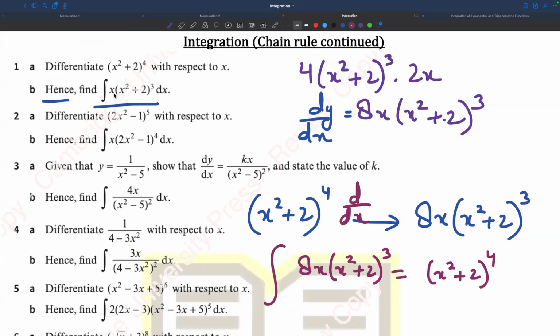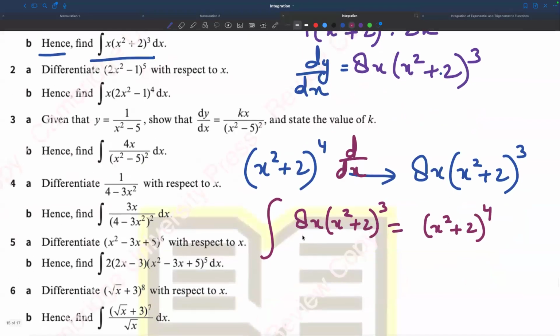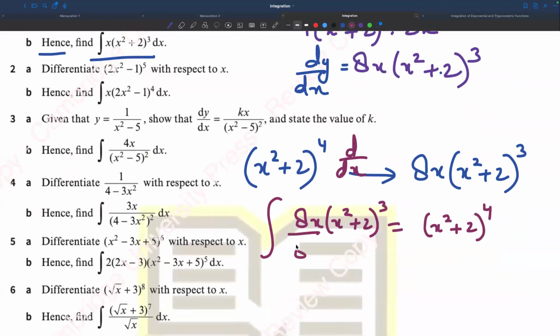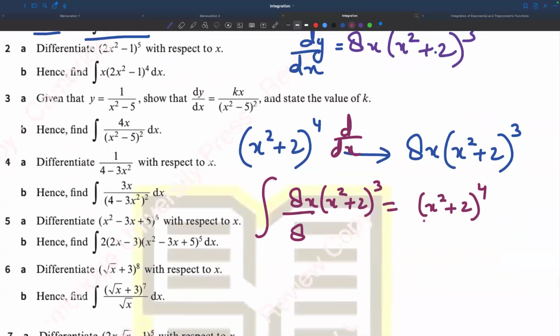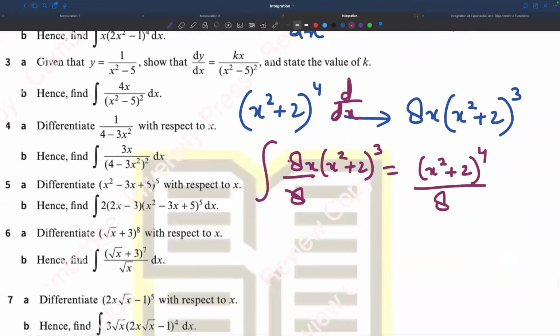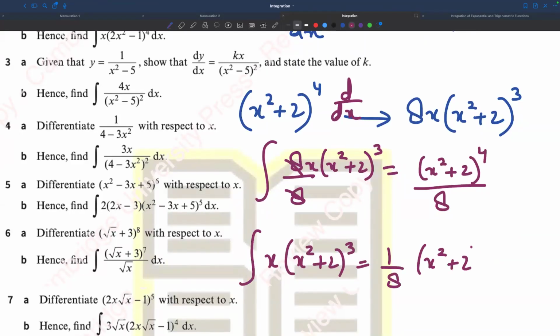Now the only difference is over here there is no 8, so it means the 8 has been cancelled out. But I can't just cancel out 8 from an equation. If I divide by 8 I will also have to multiply by 8, right? और मैं कर रहा हूं. If I'm dividing by 8 on this side I will also divide by 8 on, मैं ये भी कह सकता था, right? So when I cancel this out, the integral of x into x square plus 2 whole cube will become what? 1 upon 8 x square plus 2 to the power of 4. खत्म आंसर.